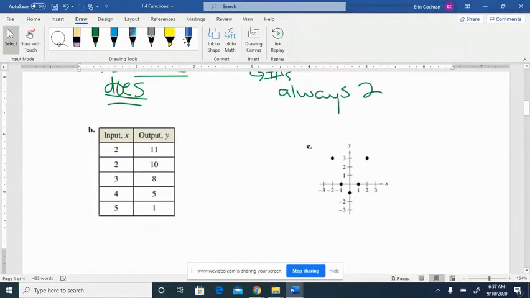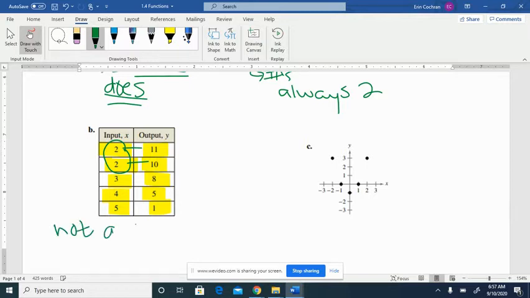Okay. B. Now we're looking at a table here, okay? As we look at the table, we're going to look at our x values. So 2 corresponds with 11, 2 corresponds with 10, 3 corresponds with 8, 4 and 5, 5 and 1, okay? As I look at this table, you notice 2, my x value, my input, corresponds to 2 different numbers. So this one is not a function, and it's not a function because the input actually corresponds with 2 output numbers. It repeats.